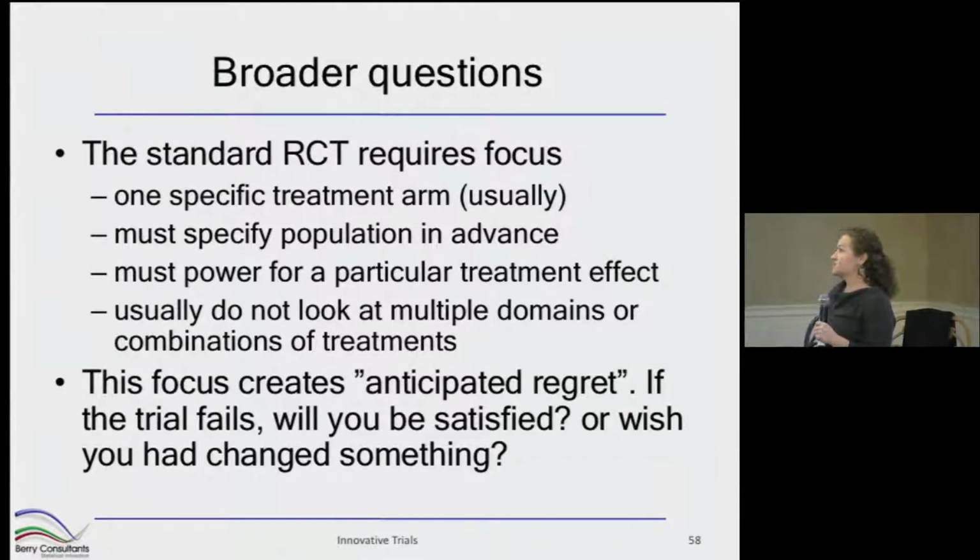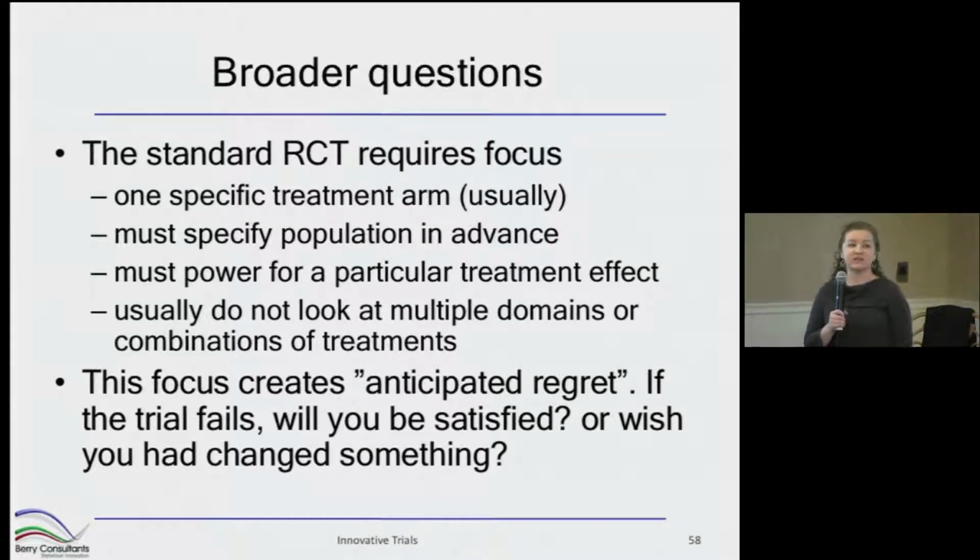So this morning, the previous session, we mostly talked about ways that we can efficiently use our resources. So we've talked about ways that we can make our sample size flexible, ways that we can use data that we have in hand to help make our trials more efficient. One of the other broad topics that we want to talk about is how innovative trials can help us to answer broader questions. So a standard randomized clinical trial requires focus.